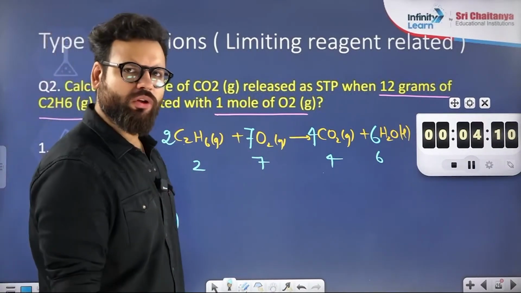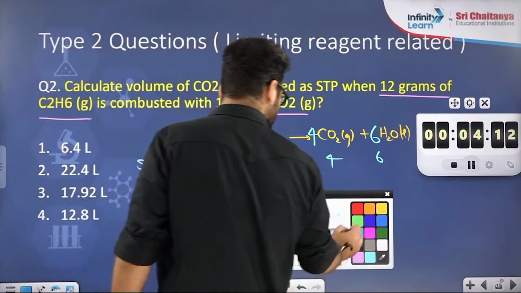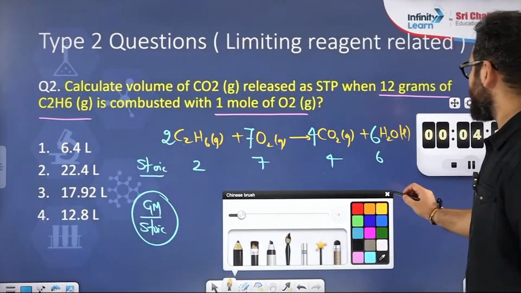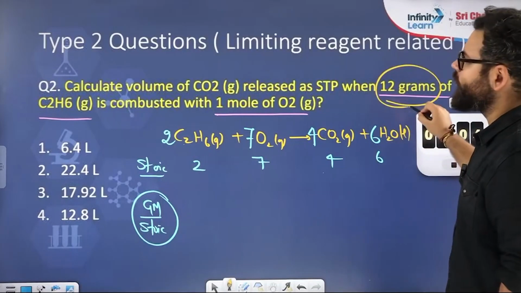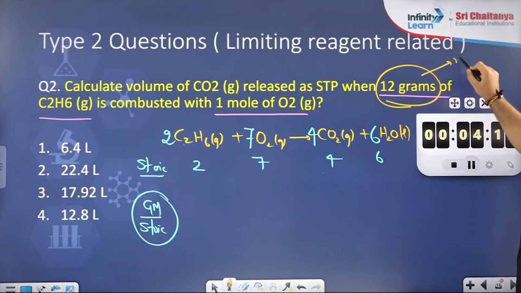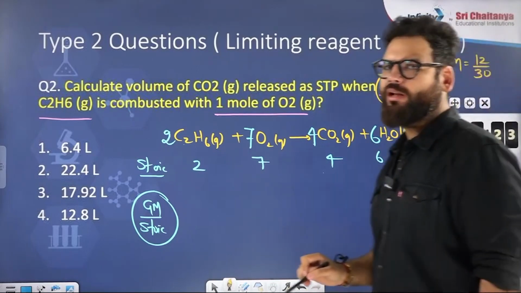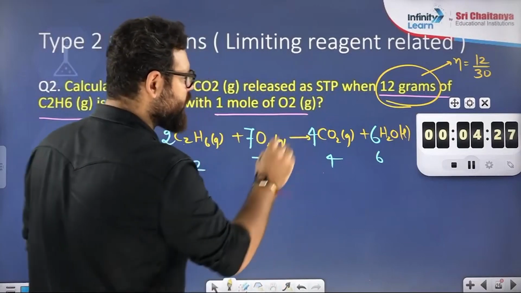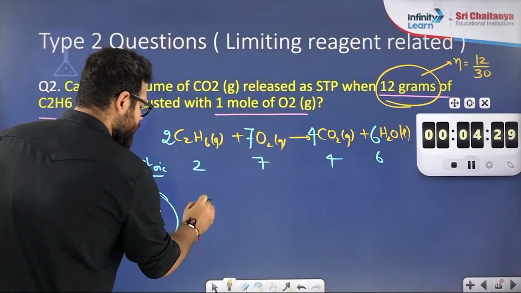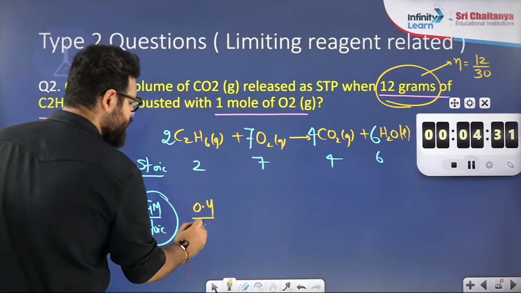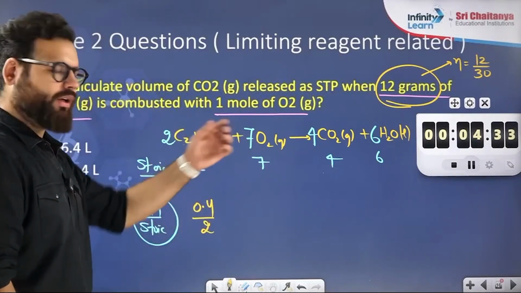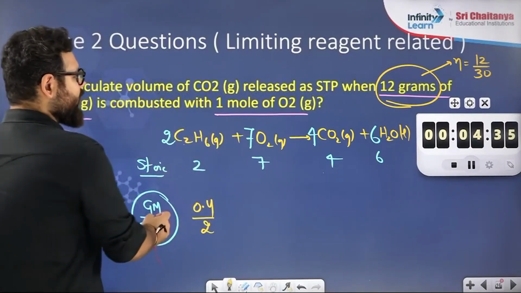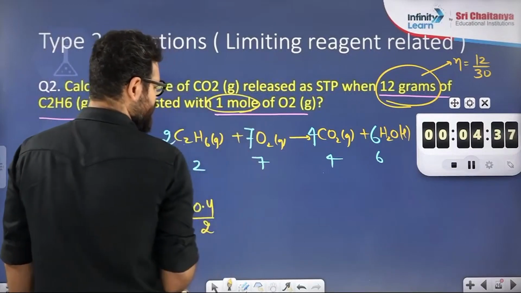Given moles by stoichiometry. First you find the moles. 12 gram of ethane, so moles will be 12 gram by 30 gram, which is the molar mass. So here given moles are 12 by 30, or 0.4, divided by the stoichiometry, which is 2. 0.4 by 2. Okay. Given moles of oxygen are 1 mole.